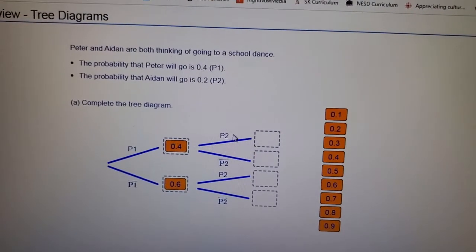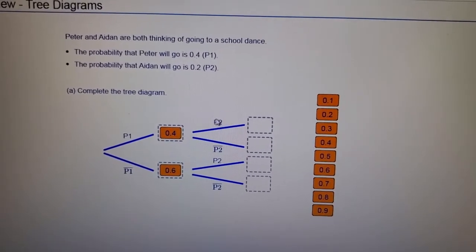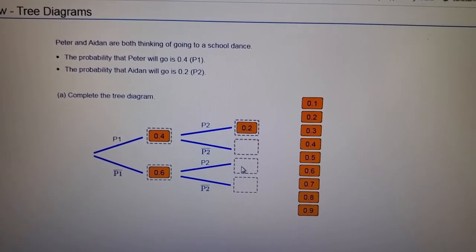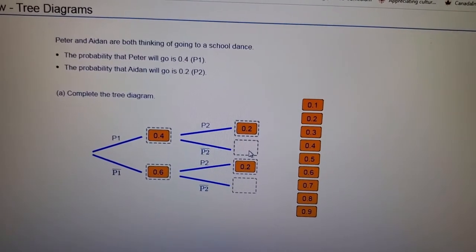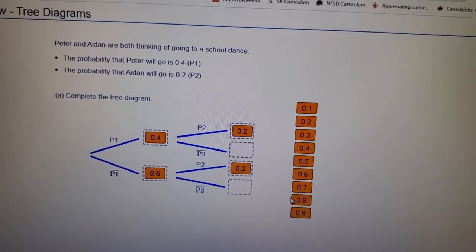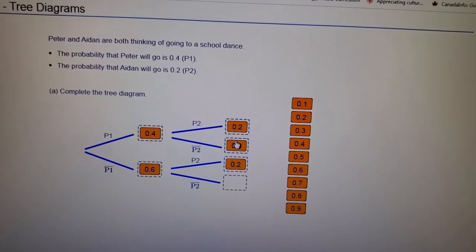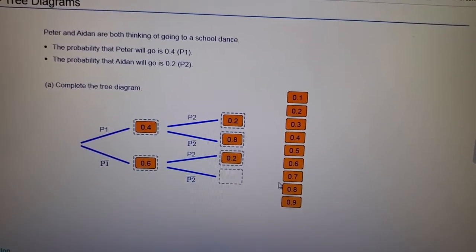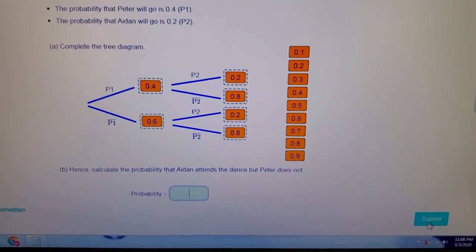Simple. Next, it says Aiden, it's 0.2 that he would go. So P2 is going to be 0.2. We have another P2 down here, so we put another 0.2. And then below, what would add to 0.2 to make 1, or 2 plus what equals 10? 2 plus 8 equals 10. So 0.2 plus 0.8 is 1.0. So we put the 0.8 in both of these. Okay. And we press submit and it should be correct.